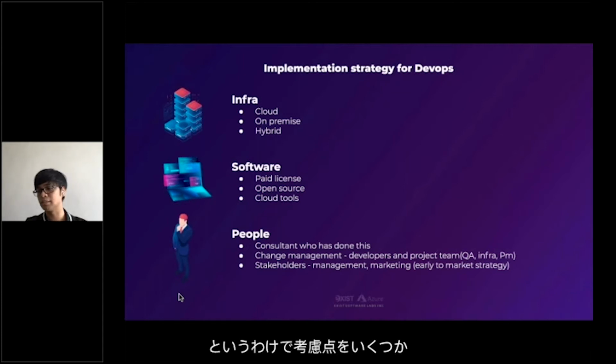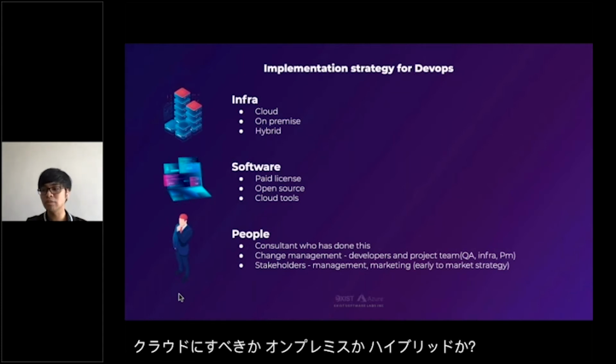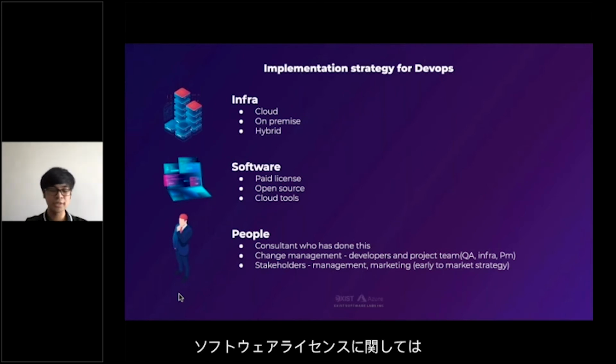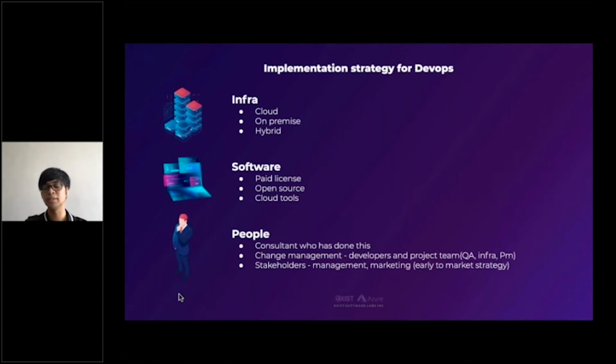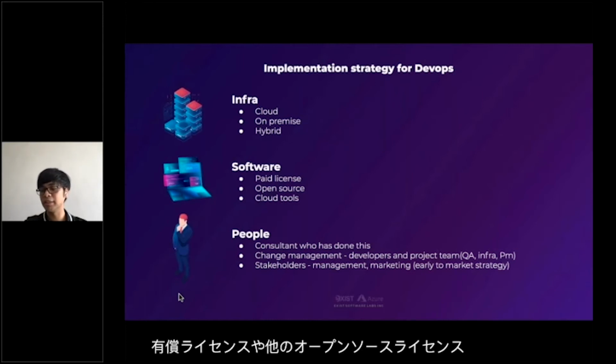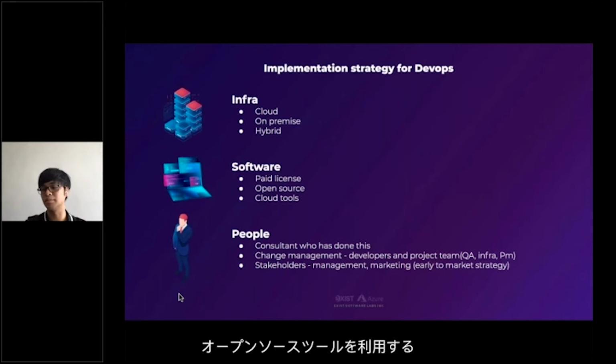So some things to consider: should I go cloud? Should I go on-premise or hybrid? For software licenses, should I always go directly with an enterprise license? Can I go for open source first? Or if I am already subscribed to a cloud provider, can I utilize those tools? Then subsequently, if it's not enough, which I doubt, you can go to your paid licenses or some other open source tools that are available.